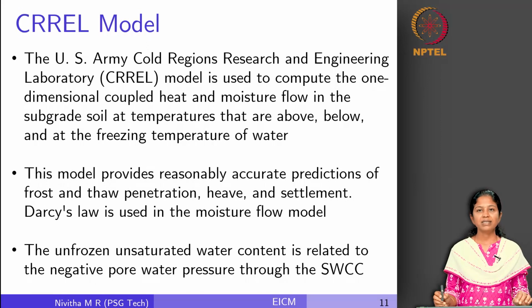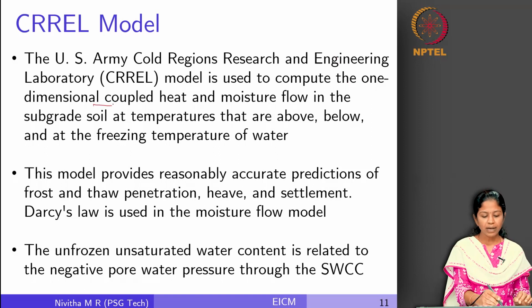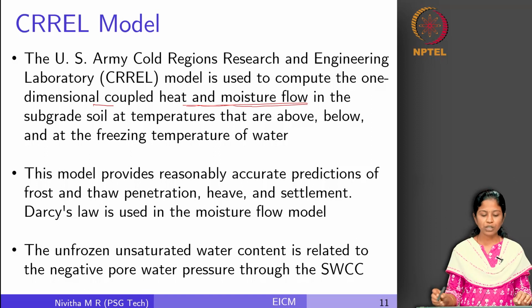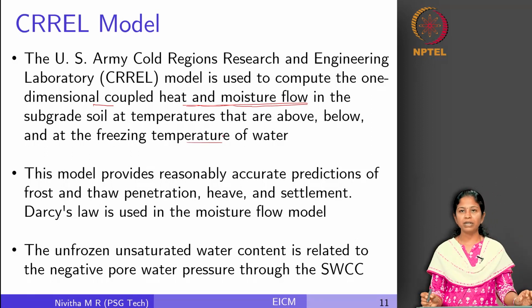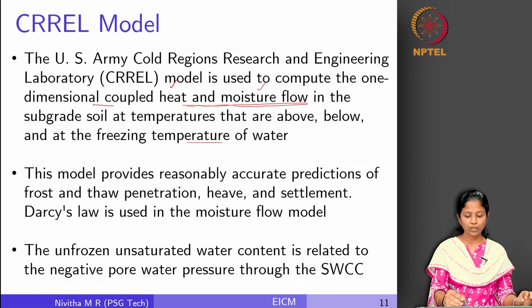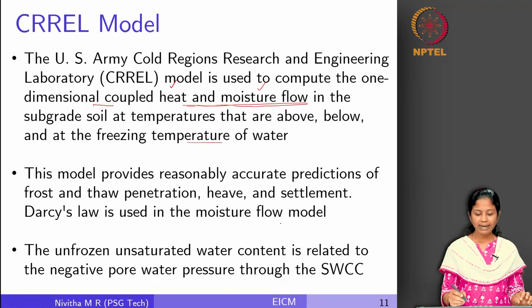Next, we will move on to the CRREL model. So, this US Army cold regions model is used to compute the one-dimensional coupled heat and moisture flow, right. It is used to calculate the heat and moisture flow in the subgrade soil at temperatures that are above, below and at freezing temperature of water, right. So, they have different models for different temperature ranges. It calculates both the heat and moisture flow, because both of them are important to calculate the freeze and thaw effects. So, both are calculated.